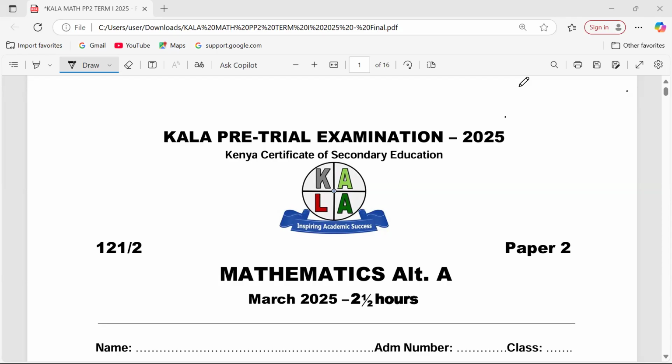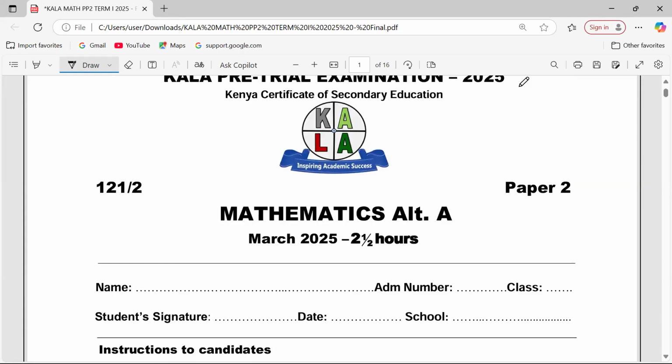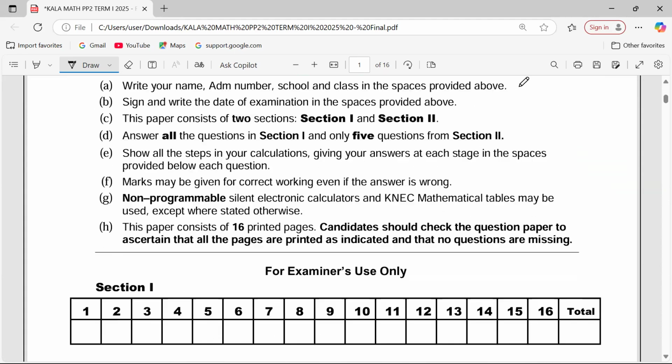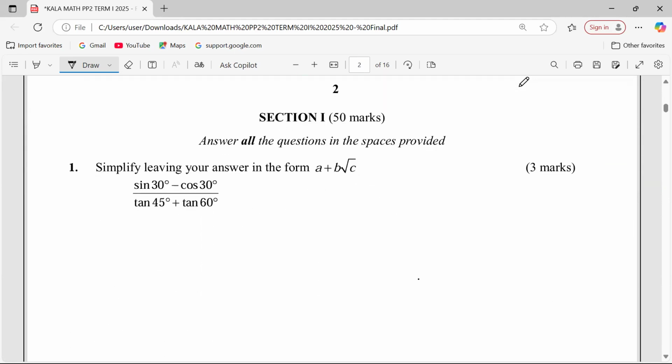We're going to discuss the Joint Examination mock. This is the exam which was done in May by Kenya High, Alliance High, Lenana School, and Alliance Girls as a pre-mock in March 2025, Mathematics Paper 2, Alternative A. So let's look at the paper in Section 1 in detail.